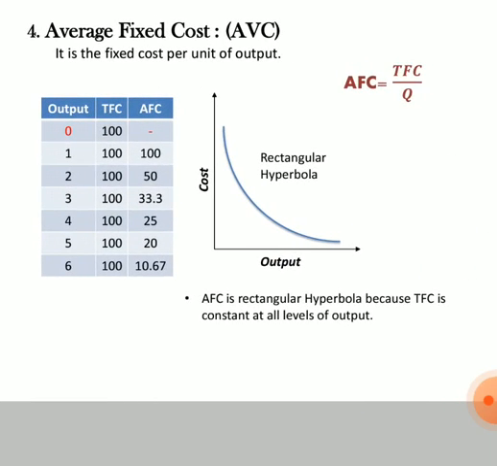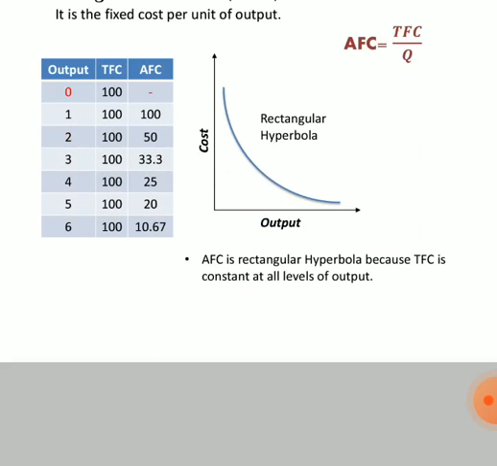Next is average fixed cost. When we say average, it means we are talking about per unit, the fixed cost per unit of output. When we are producing one packet of biscuit, then for producing that one particular packet, the amount which we are spending on the fixed factor will be the average fixed cost.